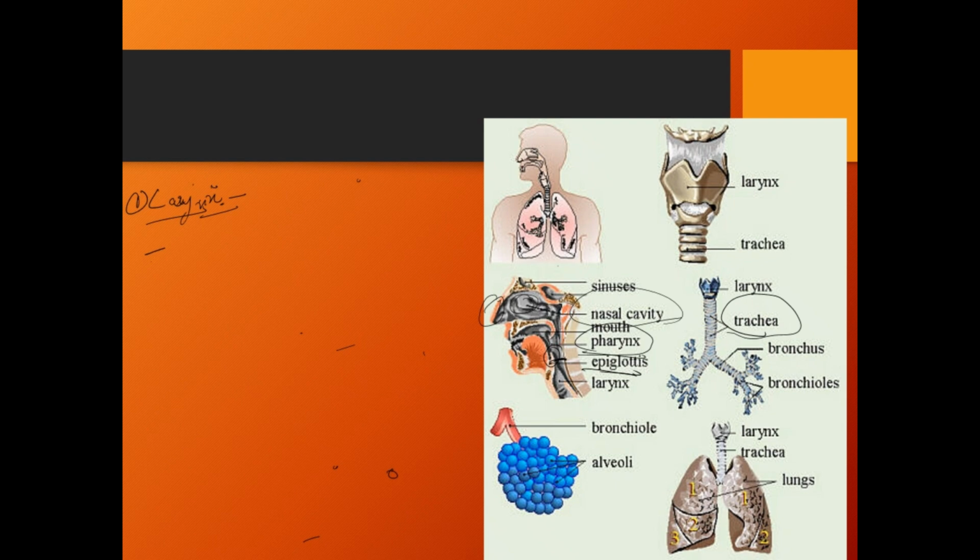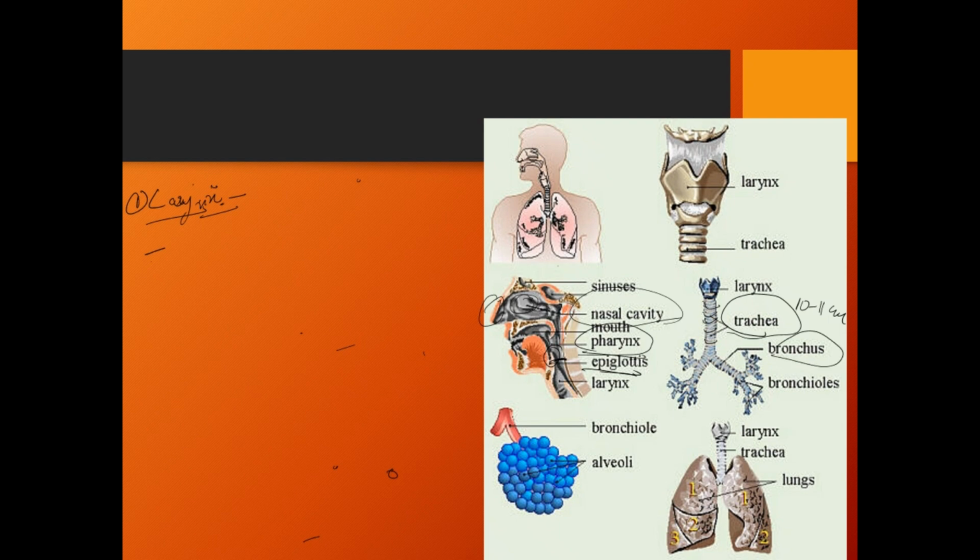Now this trachea structure is about 10 to 11 centimeters long, and it is mainly made of C-shaped rings. You can see these are C-shaped structures. There are around 16 to 20 such rings, and these are made of cartilage. Then this trachea is extended to the bronchus.